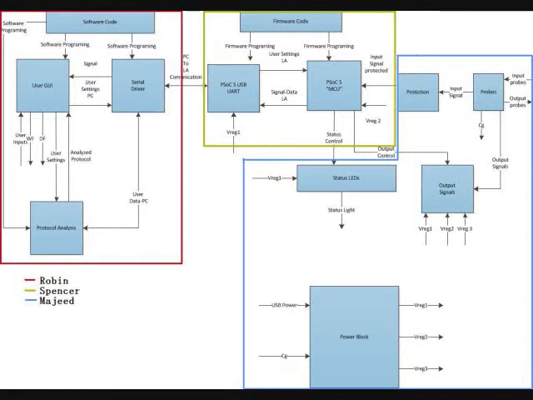The purpose of the protection block is to not allow more than 5 V DC to go into our PSOC and destroy it.